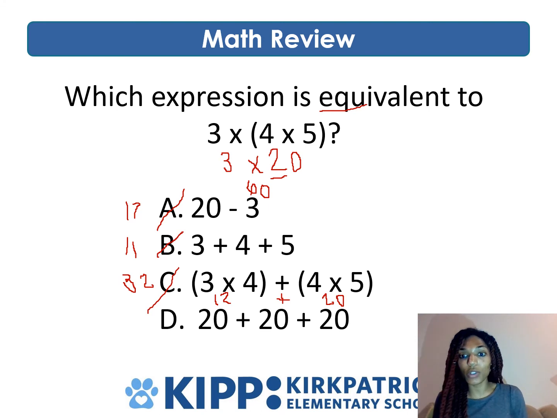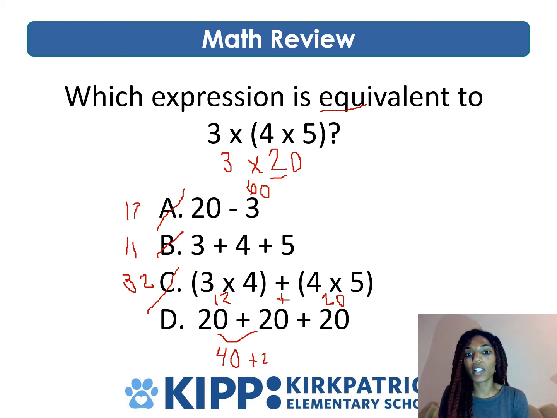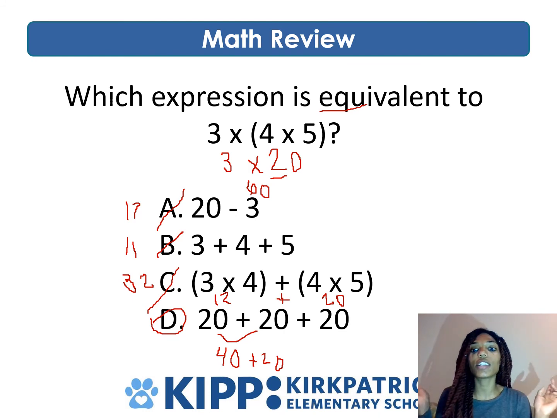So which means the last one should, but just in case, we need to go ahead and add it up to make sure. D says 20 plus 20 plus 20. I know that these first two 20s will equal 40. And then I still have plus 20 left. And 40 plus 20 is 60. So that means that D will be our answer here. And there are a few more that you can try on your own on the next couple of slides. Again, answers in the comments.